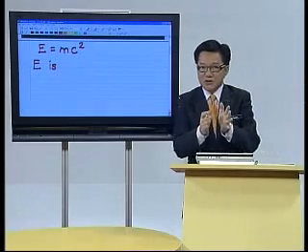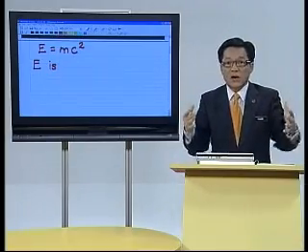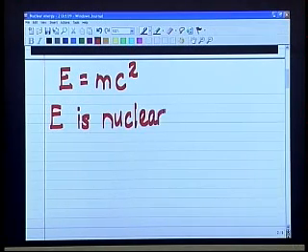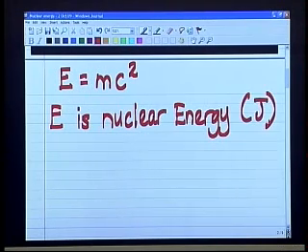It is important during revision time that you write this down. Don't assume that you know and remember. Write it down. E is nuclear energy. And write down the units. The unit is joule. Just writing down the symbol will do.